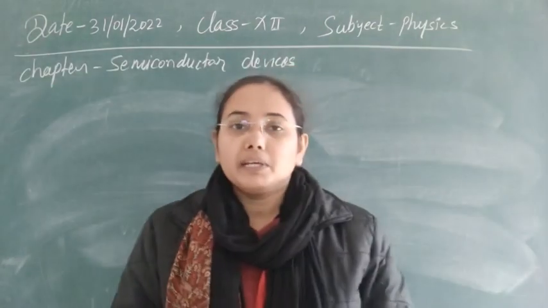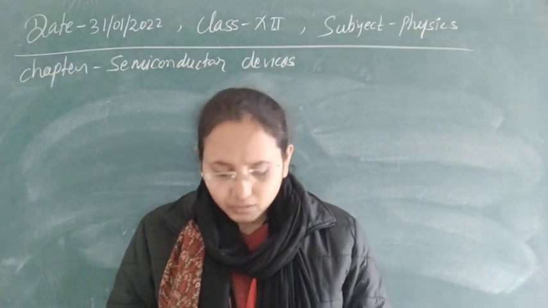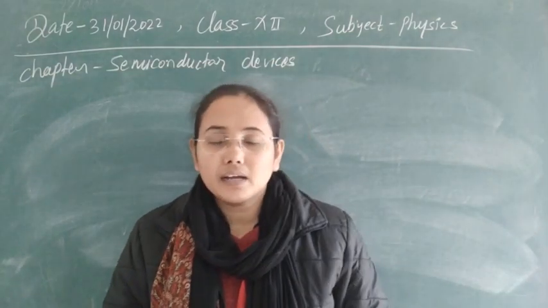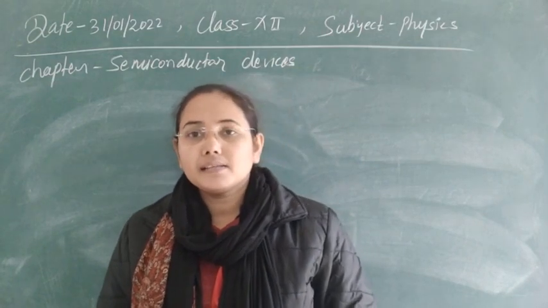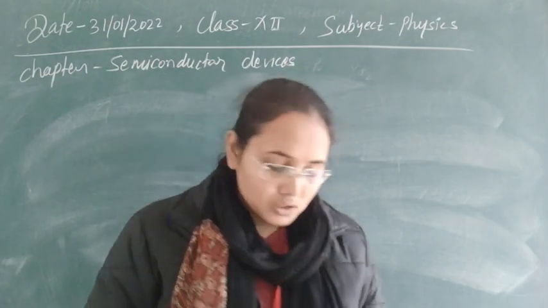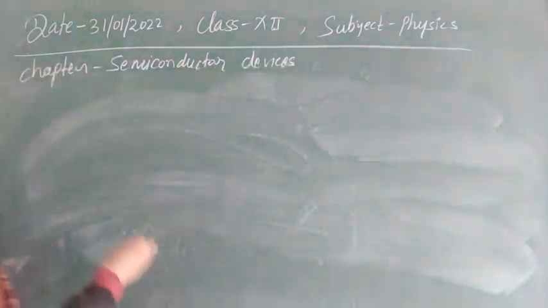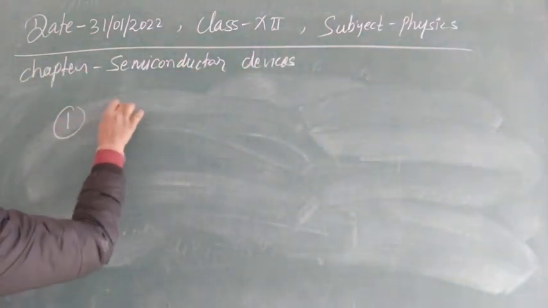Next, the question is: how many types of semiconductor materials do we have? Basically, semiconductor materials are of two types. The first one is pure semiconductor and the second is doped semiconductor. We also call the pure semiconductor by the name intrinsic semiconductor.